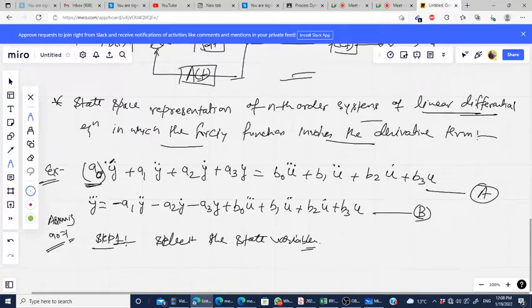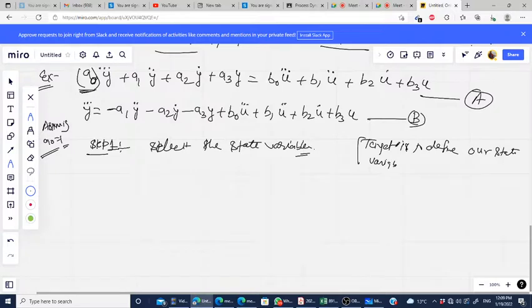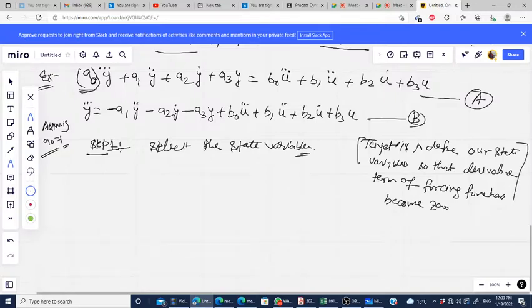So you have to keep this target in mind, the forcing function. Just remember what I am saying, it is very, very important. Your target is to understand the key concept of solving such problems. Whatever you have to keep in mind while solving such problems is that the target is to define our state variables so that the derivative term of the forcing function becomes zero. We have to make it zero in some way.